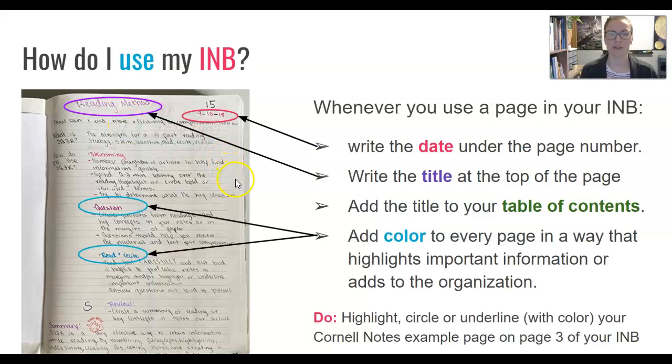Finally, you want to make sure that you're adding color to every page in some way. This student liked to put key terms and ideas in color, but other students like to just use highlighting. You can highlight, circle, underline with color your Cornell notes to add organization and clarity. You don't just want to add color to make it pretty. That color should be a tool for drawing your eyes to important information.